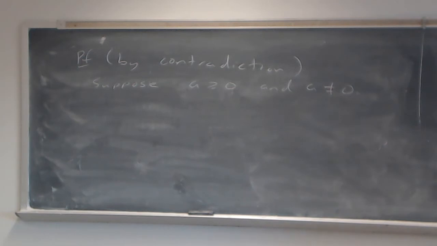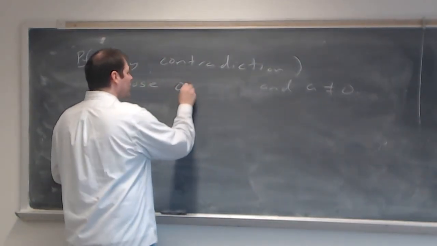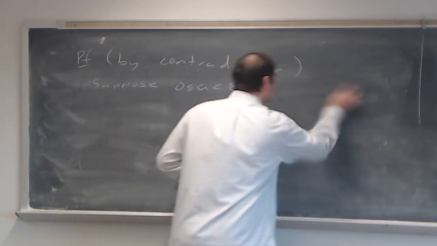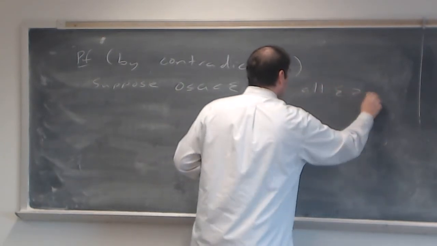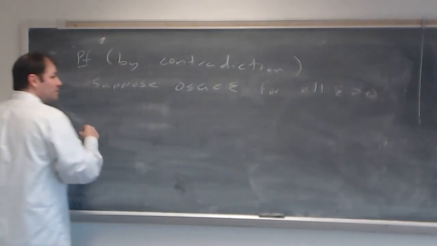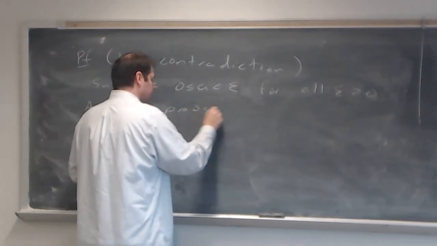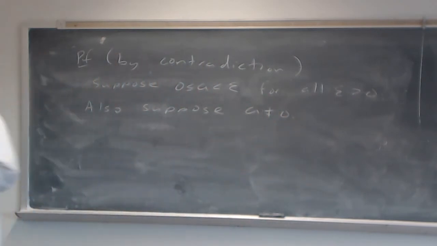I didn't say it the way I want you to get it. Sorry, one more time. Suppose 0 is less than or equal to A and it is less than epsilon for all epsilon greater than 0. Also suppose A is different from 0. All right, now the question is, what am I trying to do? I'm trying to prove this statement by contradiction. How do we prove something by contradiction?